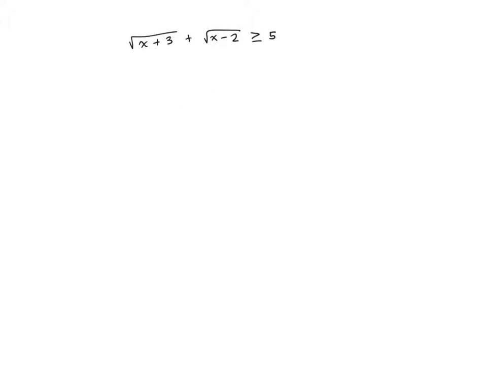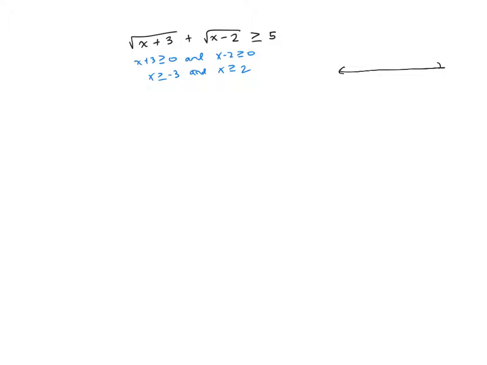I'm going to start by getting the domain. So here we have 2 radicals. So basically both of these have to give me real numbers for this to make any sense. So I want x plus 3 to be greater than or equal to 0, and x minus 2 to be greater than or equal to 0. So that would mean that x has to be greater than or equal to negative 3, and x has to be greater than or equal to 2. So let me draw my number line.